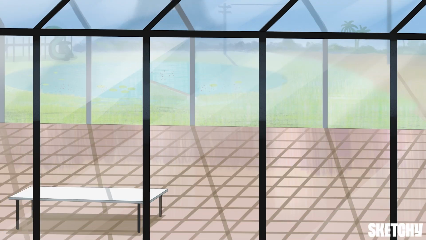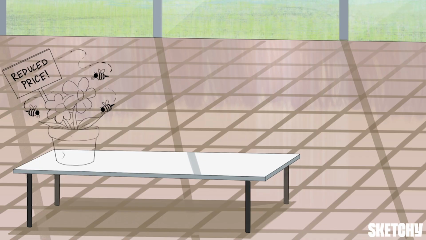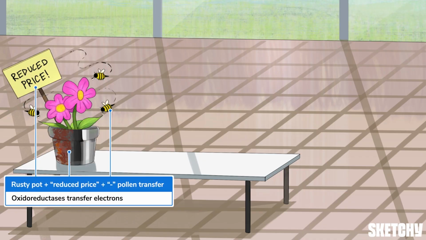In this sketch, we'll walk through the 6 different classes of enzymes, which are proteins that accelerate chemical reactions. Let's start with oxidoreductases. This class of enzymes catalyzes oxidation-reduction reactions, which involve the transfer of electrons between molecules.